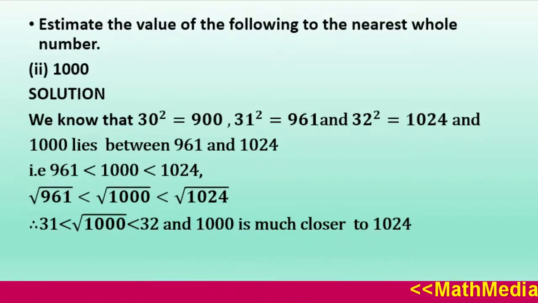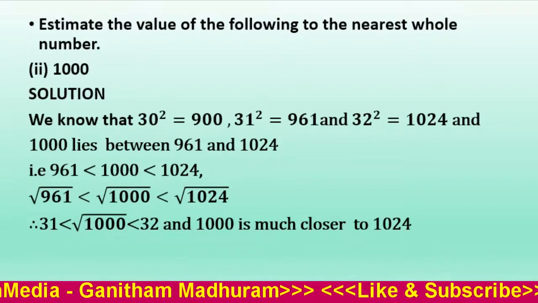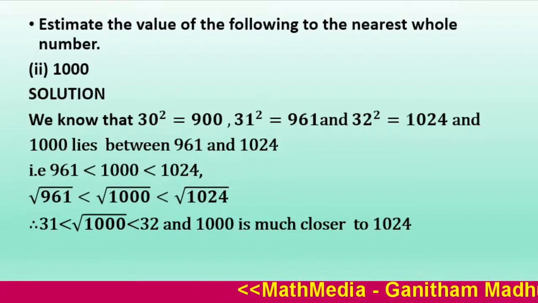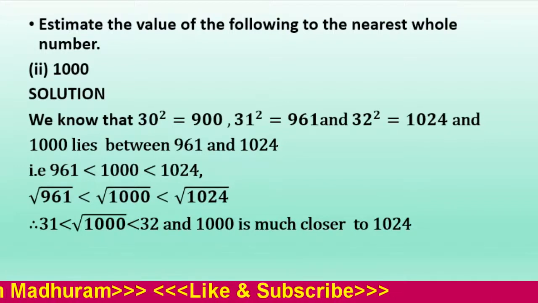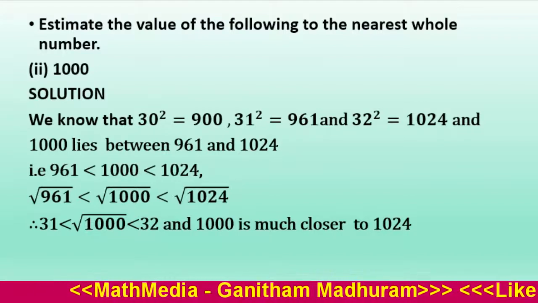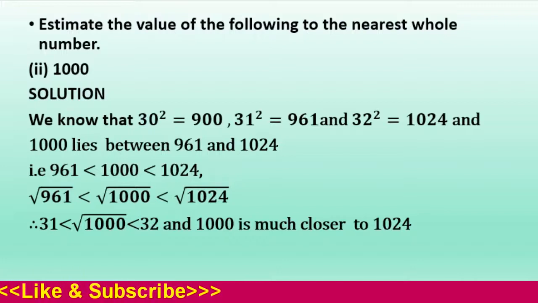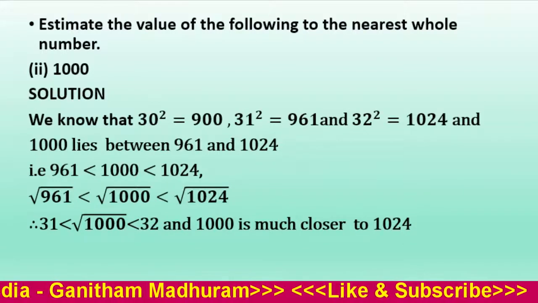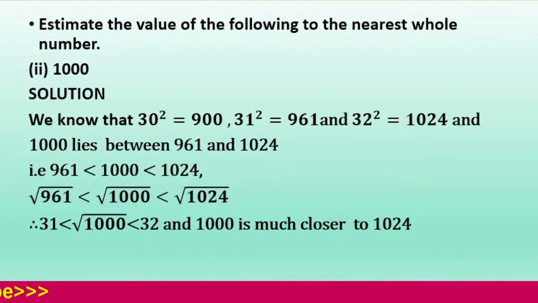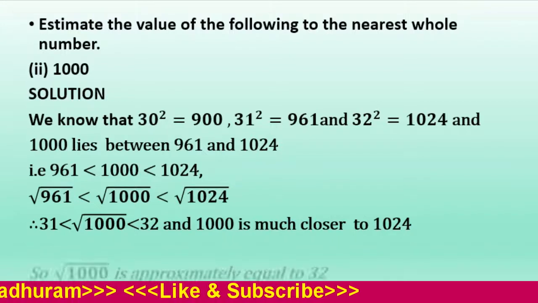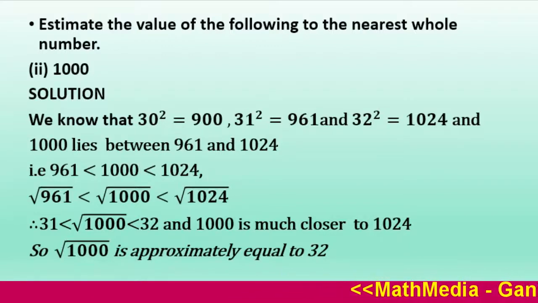And children, you know that we have to find the difference between 1000 and 1024. That is 24. Also find the difference between 1000 and 961. That is 39. That means 1000 is very much closer to 1024. So by estimating the square root of 1000 to the nearest whole number, we can take the square root of 1024. That is 32. So square root of 1000 is approximately equal to 32.